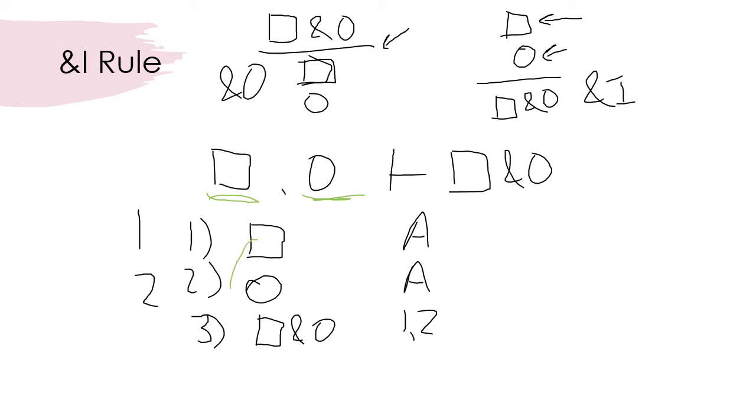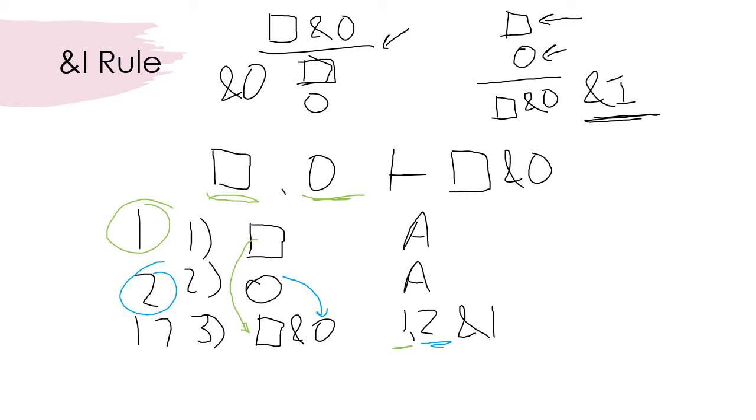Where am I getting my square from? Well, I'm getting my square from line 1. Where am I getting my circle from? I'm getting it from line 2. What's the rule I'm using? I'm using ampersand in. I'm putting two things together and sort of binding them together with an ampersand. So what we'll do is we'll look next to our number 1, we just have a 1. We'll look next to our number 2, we just have a 2. And then that would be the proof.